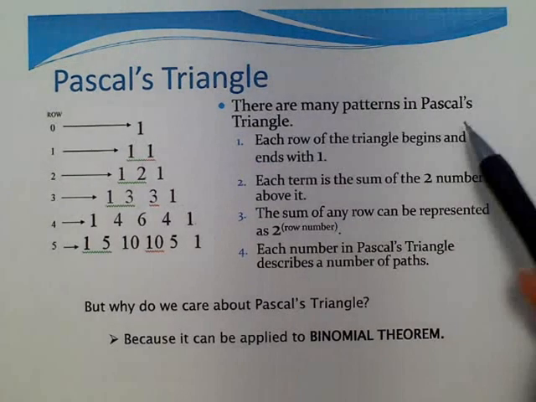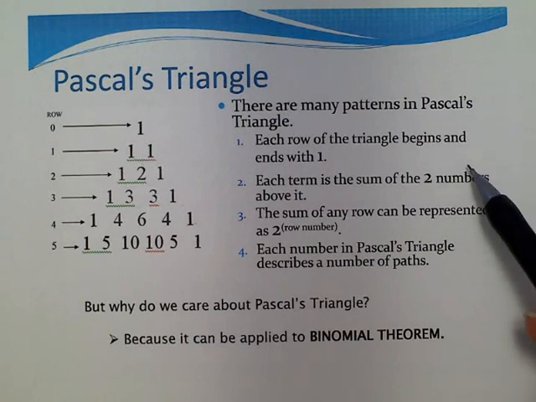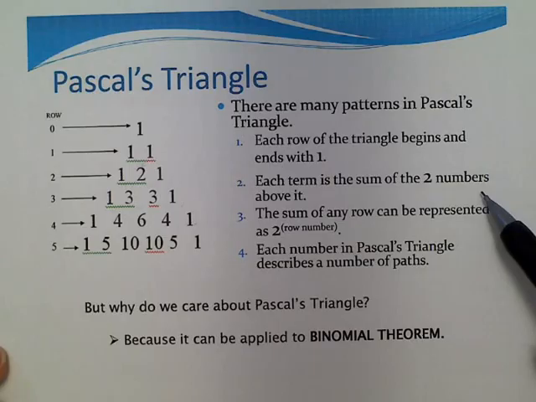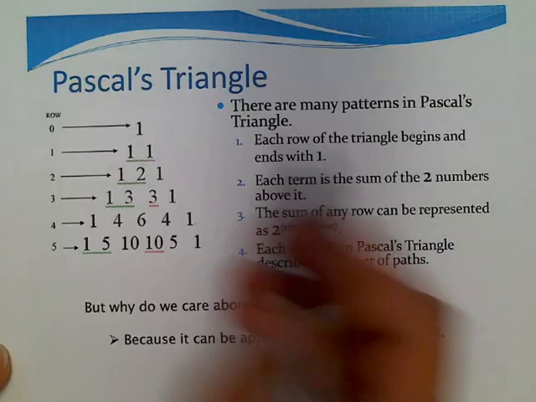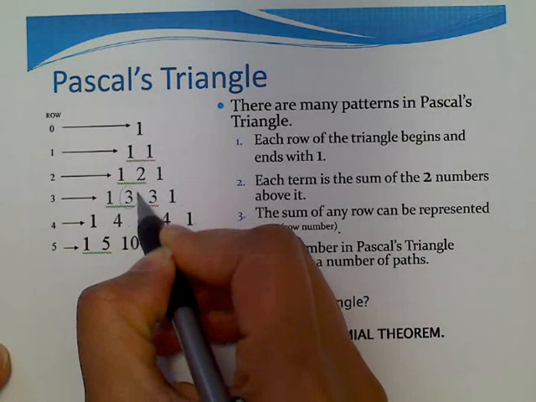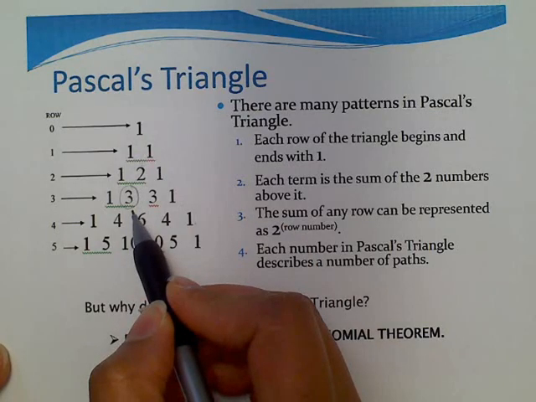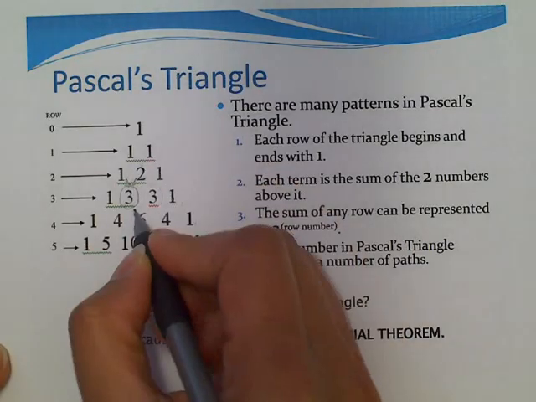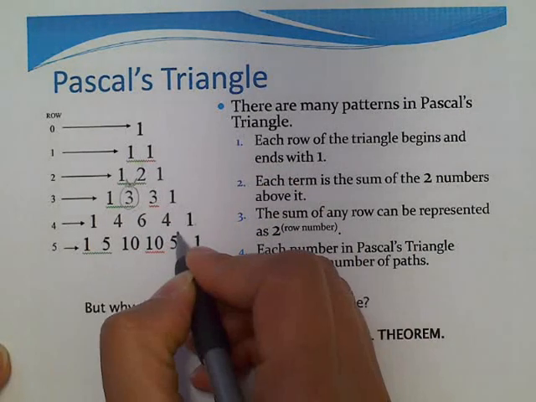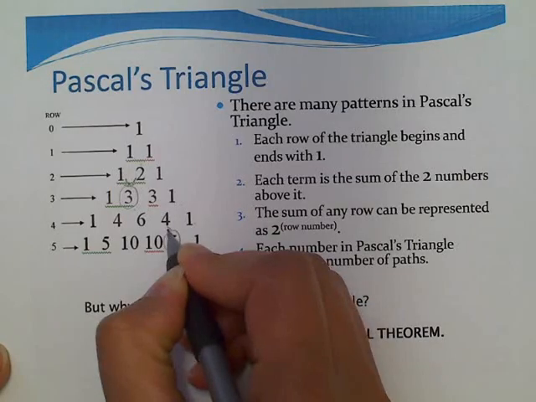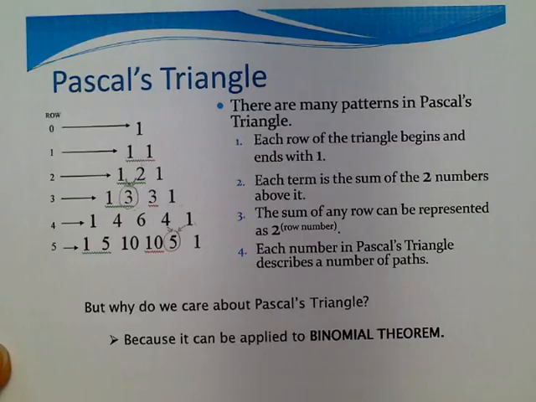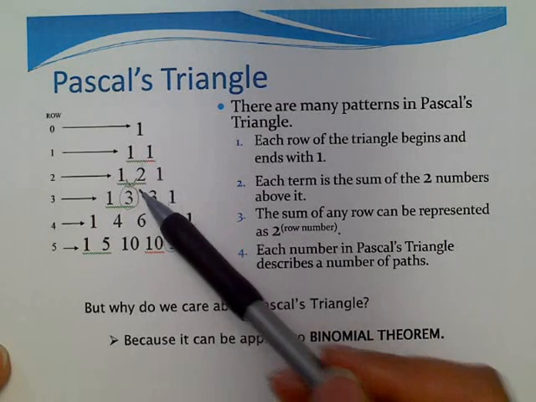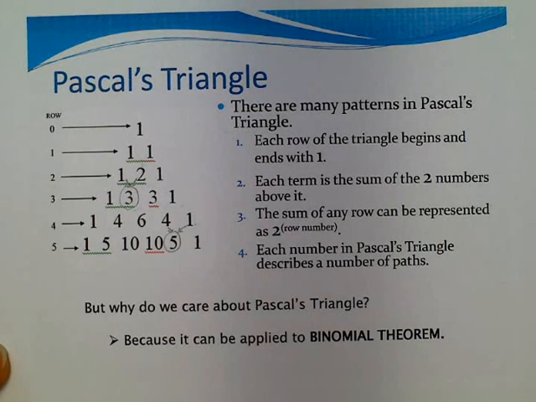So there are many patterns in Pascal's triangle. Each row of the triangle begins and ends with a 1, as you can see. Each term is the sum of the 2 numbers above it. So what this means is, if I look at a specific term in the triangle, the way this number is determined is by adding the numbers that are above it. So if I add 1 plus 2, I get the value 3. Same with, let's say we go down here to this 5. If I add 4 plus 1, I get the value 5. So each of the values in Pascal's triangle is created by adding the numbers that are directly above it.